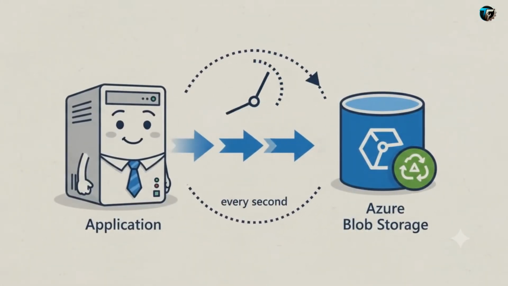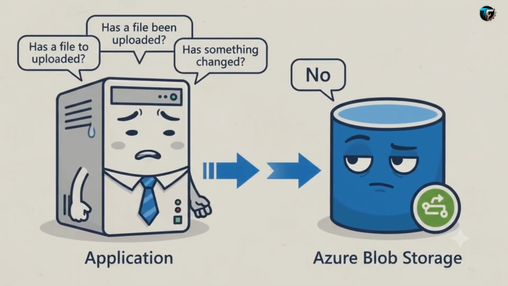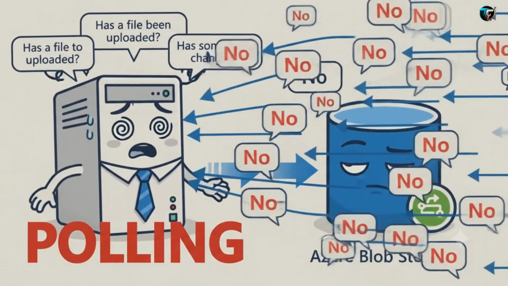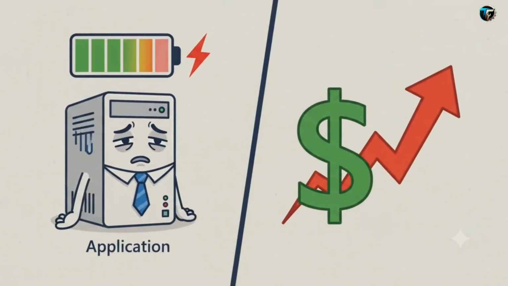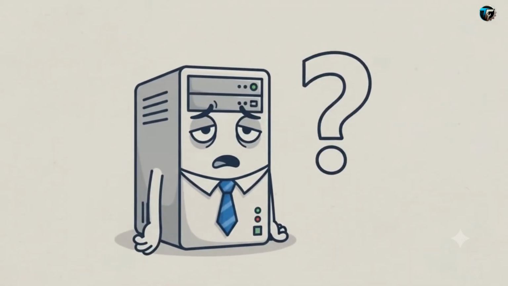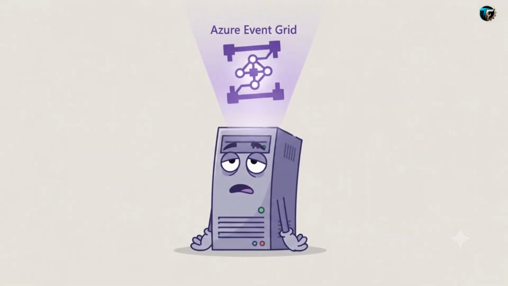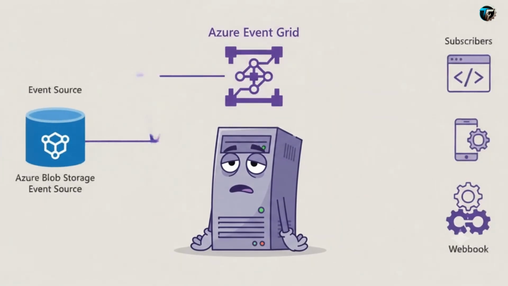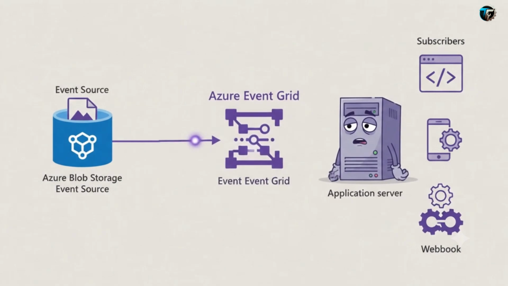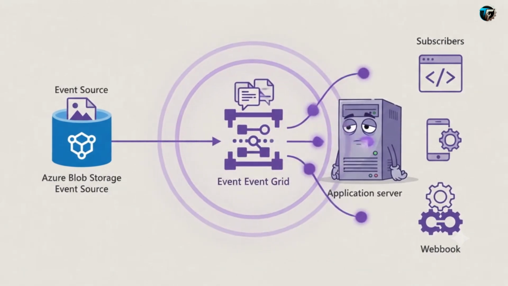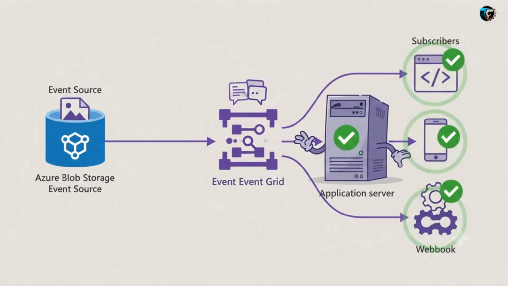Without events, applications constantly ask, has a file been uploaded? Has something changed? This is called polling. Polling wastes resources and increases costs. There has to be a better way. Azure Event Grid is a fully managed event routing service. Instead of applications constantly checking for changes, Azure automatically notifies interested services whenever an event occurs.